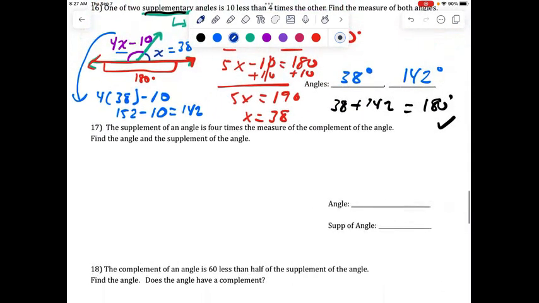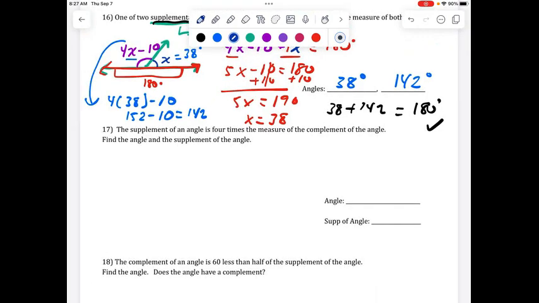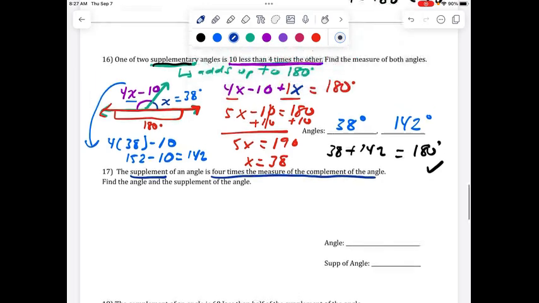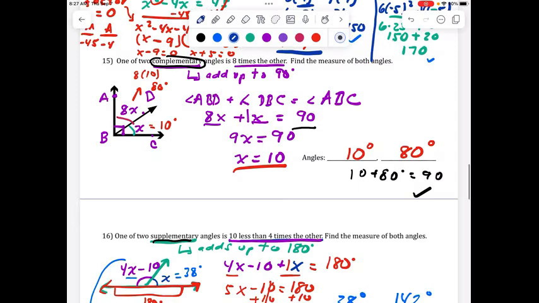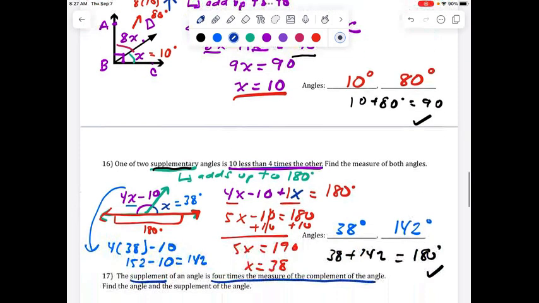Number 17, the supplement. These are the tricky ones with two different things. The supplement of an angle is 4 times the measure of the complement of the angle. We want to find the angle and the supplement. In the two previous problems, we just used x throughout the whole thing because we had two of the same type of angle. We had two complementary angles. Here we have two supplementary angles.